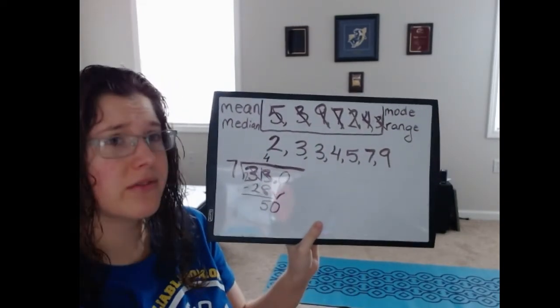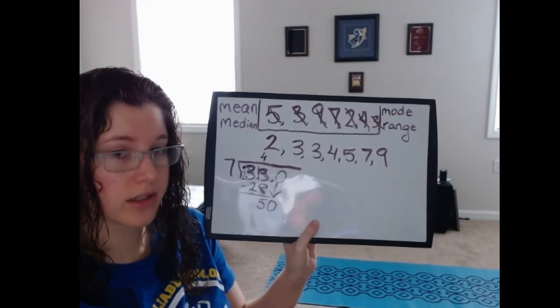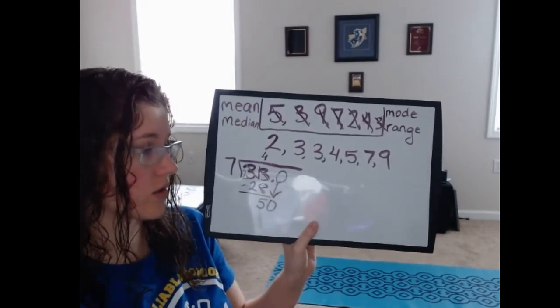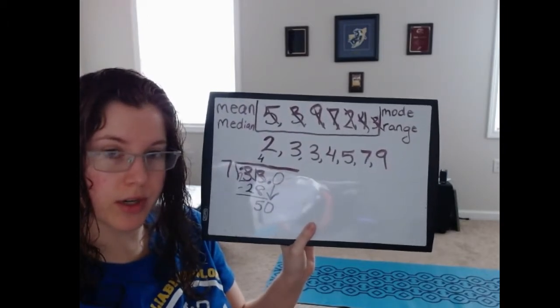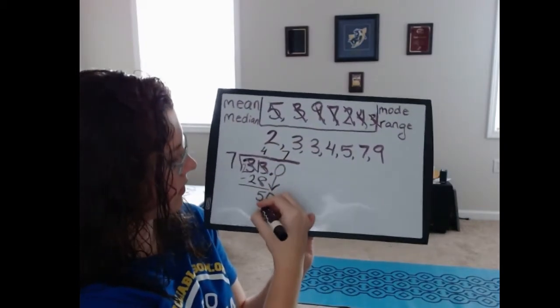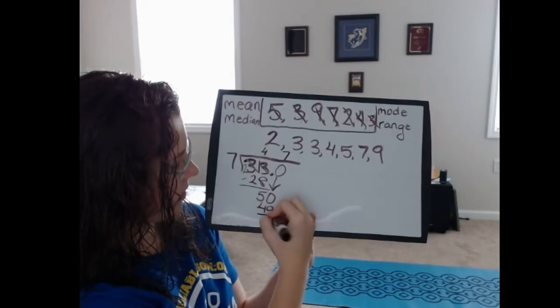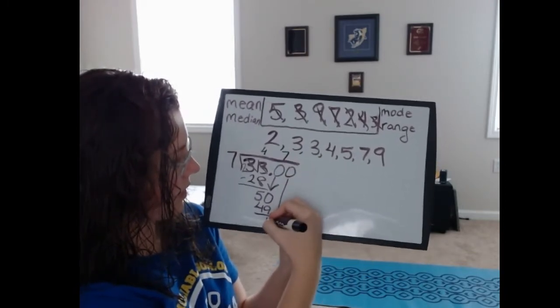Now 7 can go into 50. 7 times 5 is 35. 7 times 6 is 42. 7 times 7 is 49. That's as close as we're going to get. So 7 here. Subtract. I got 1. Add another 0. Let's see how far we can go.